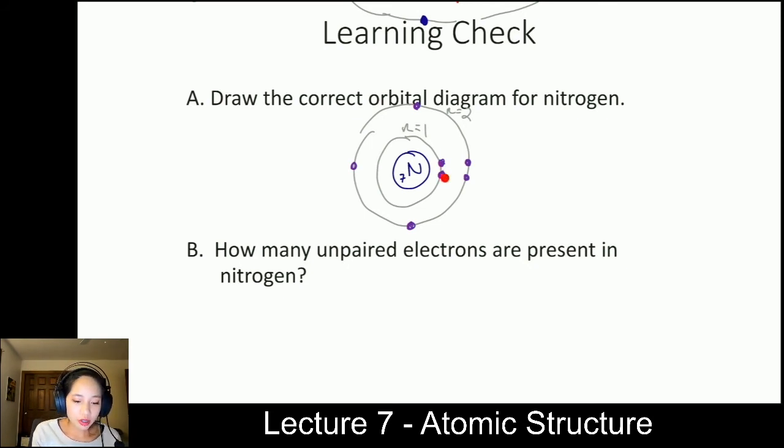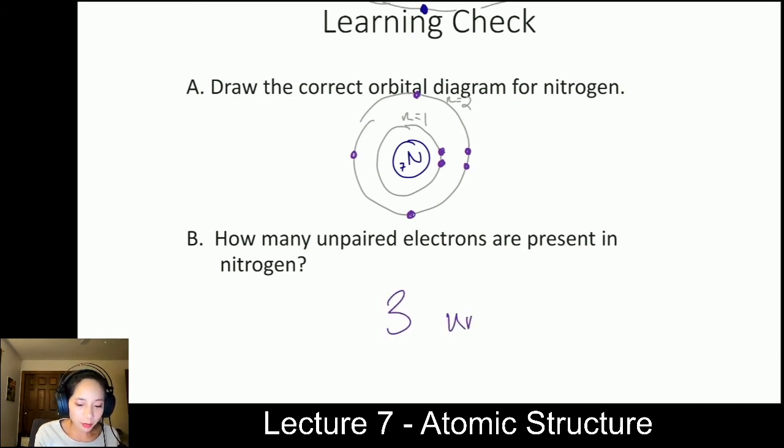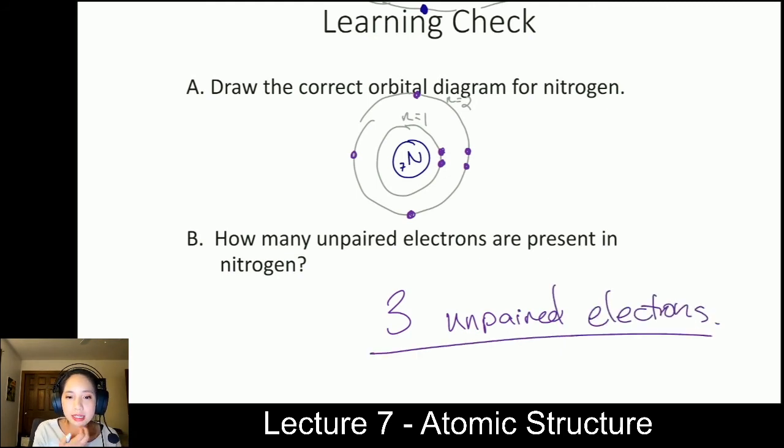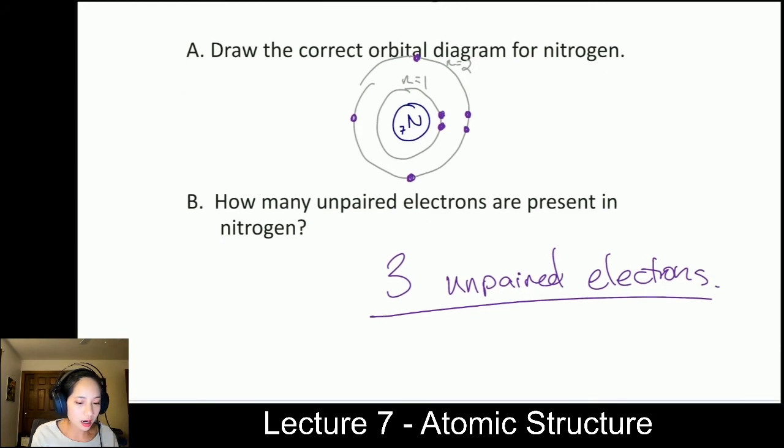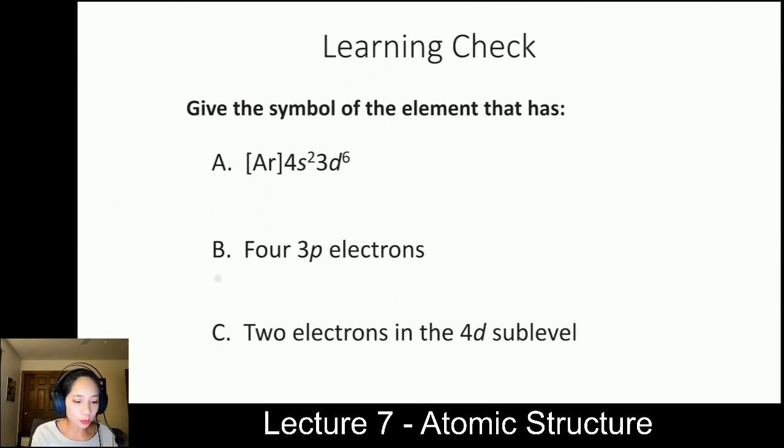Each of these 2s electrons get together, those are pairs. So these s electrons, the 1s and the 2s, are paired. The only unpaired electrons are within our p subshell. So here it looks like there are 3 unpaired electrons. Okay, so let's see how else we can use these orbital diagrams.